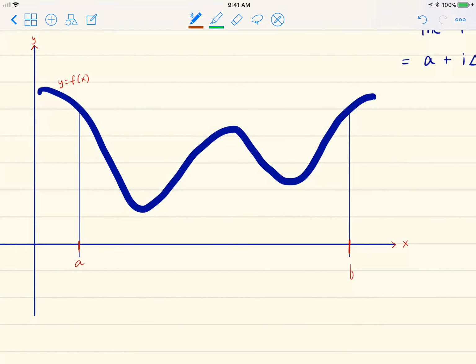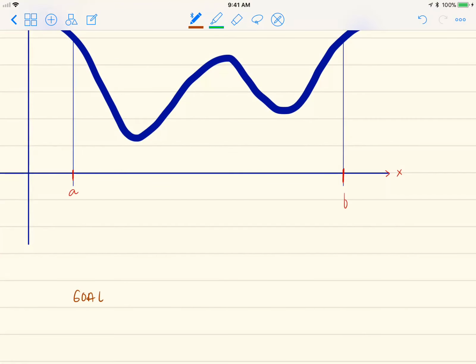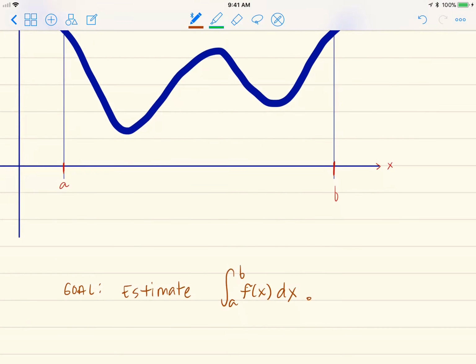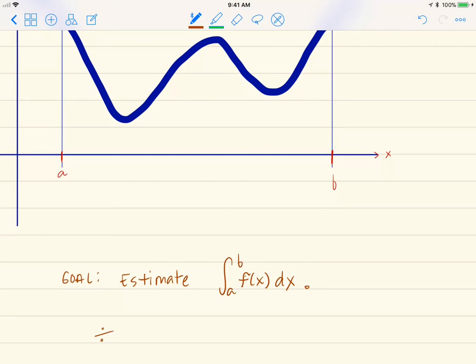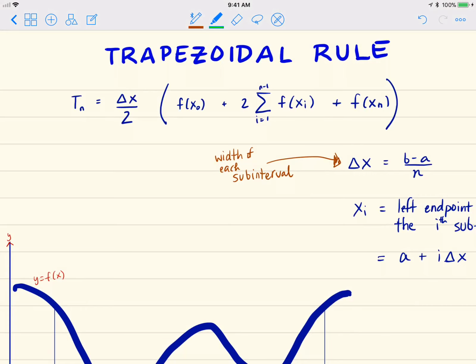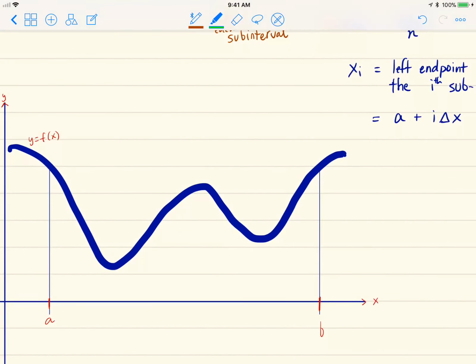So here's our scenario. We've got a function, and our goal, remember, is to estimate the area under the curve, the integral from a to b of f of x dx. How we're going to do it: step one, you divide your interval a, b into n sub-intervals. Why n? Because we're trying to compute T sub n, so that n tells you the number of sub-intervals you're going to use. And as is written in the notes, typically the more sub-intervals you use, the more accurate your approximation will be, if the function you're integrating is continuous.